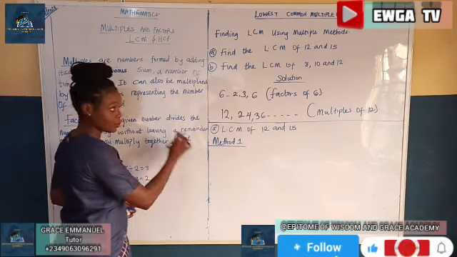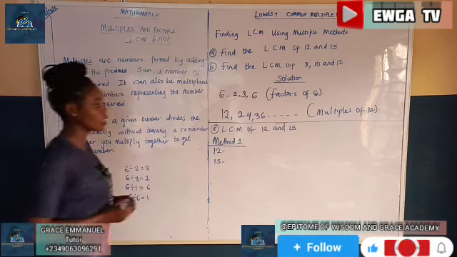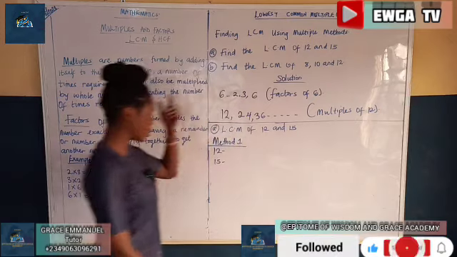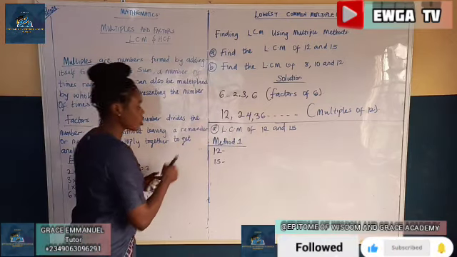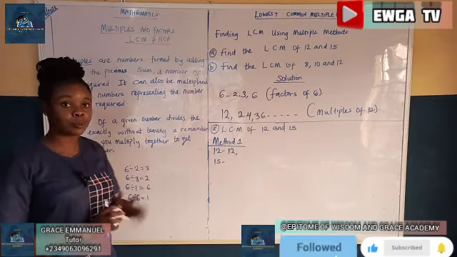Okay, let's start with the first method. Now I'm going to look at, if you notice, LCM means lowest common multiple. So I'm going to look for the multiples of 12. The multiples of 12 we have here: 12. Remember how I taught you how to look for multiples?